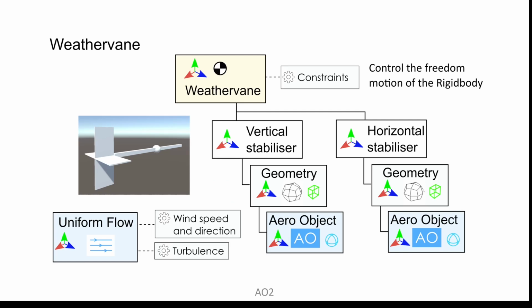Okay, then to summarize what we've done, we built ourselves a weather vane, and we did that from two separate aerodynamic objects. We built our vertical stabilizer, and then we duplicated it and rotated it 90 degrees, and that's got our horizontal stabilizer. But the difference between these objects and the ones we made in the previous tutorial is that they now share a common rigid body, which is not placed on each of the objects. And this rigid body is on the rod of the weather vane, and these guys here are children of that, so the whole object moves together.